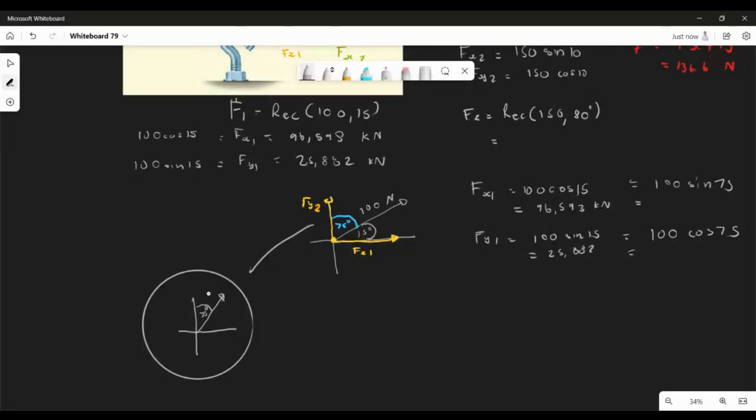So when you're splitting components this way, remember your Fy1 will be there. But because the angle's over there, Fy1 is going to be cos of that angle. I mentioned this. And then if you go that way, Fx1 is going to be sine of that angle. Obviously, F times that.